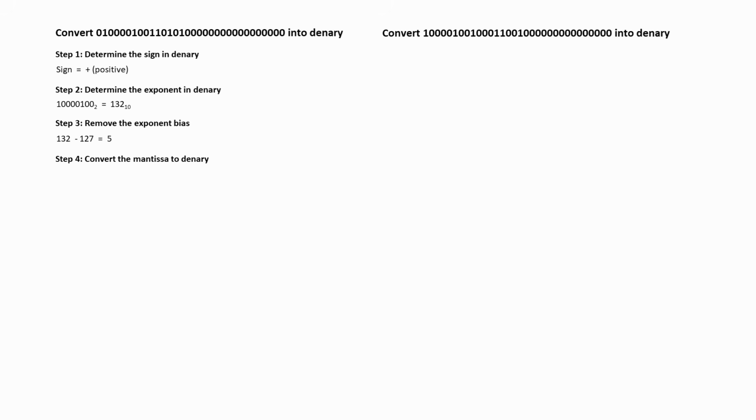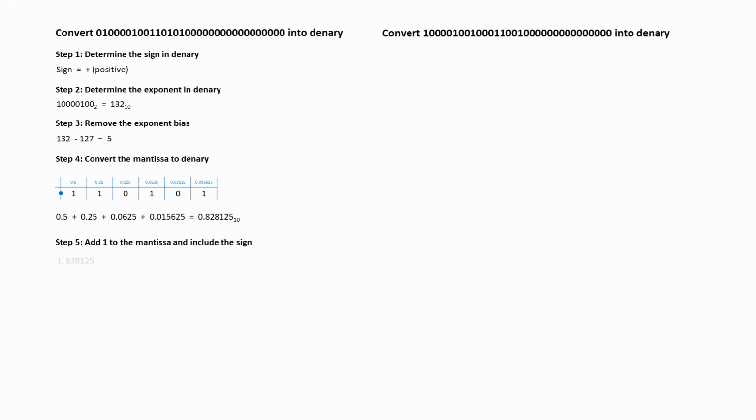Convert the Mantissa to denary. The significant bits of the Mantissa are being put into this place value gadget. This gives us the value 0.828125. Now we add 1 to the Mantissa and we include the sign. And then we can calculate the final result. We have 1.828125 times 2 to the power of 5. If you do this on the calculator, you'll get 58.5. Calculate 2 to the power of 5 first and then multiply this by the other value.